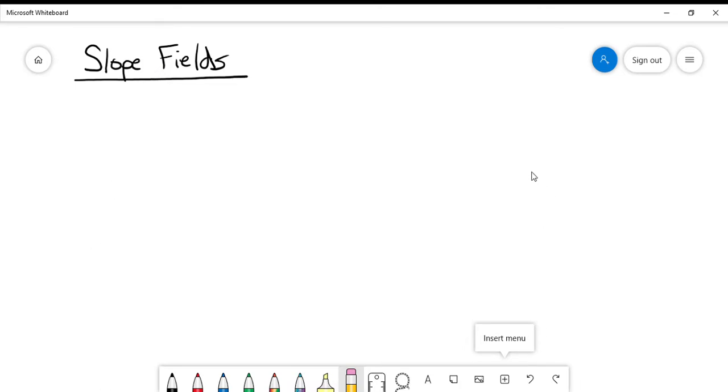Okay, we're going to try a little new piece of technology here. If this looks different to you, it's because I'm using the Microsoft Whiteboard app. But let's get right into it, and we're going to talk a little bit about slope fields here today. And the first question is, what is a slope field?